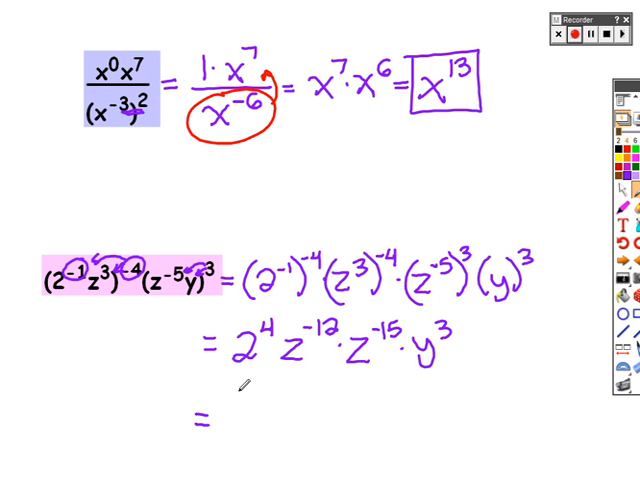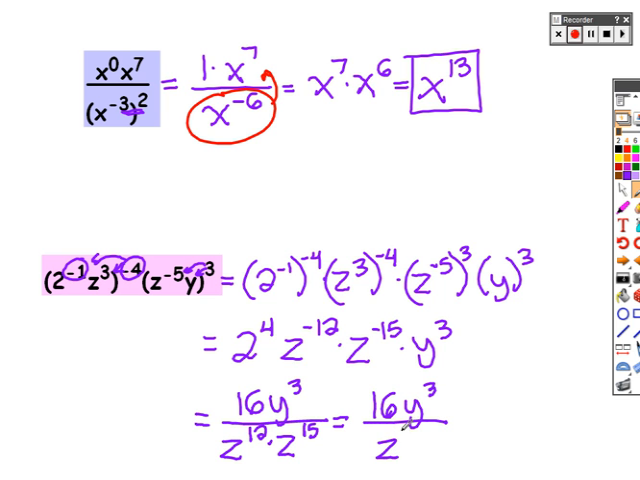So 2 to the 4th is 16, 2 times 2 times 2 times 2. The y cubed stays because that exponent is positive. And I'm going to move these z's to the bottom. And then last thing, combine your like terms. If I have 12 z's and 15 more, I actually have 27 z's that I'm multiplying together. So that is your final answer. You may have used a different method to get to the same answer. There's many times lots of different routes you could use, but this is where you should end.